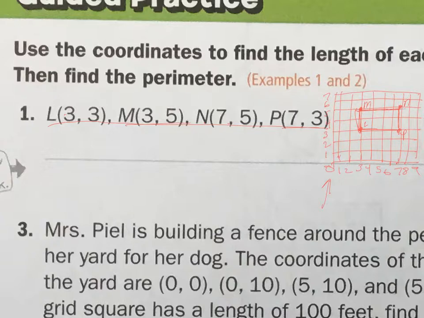Alright, so there is my parallelogram with the 4 points. I graphed it. Now, this is real easy. I have LM, that's one side, which is this one right here. Then I have MN equals something. Then I have NP, that side, and then I have LP.